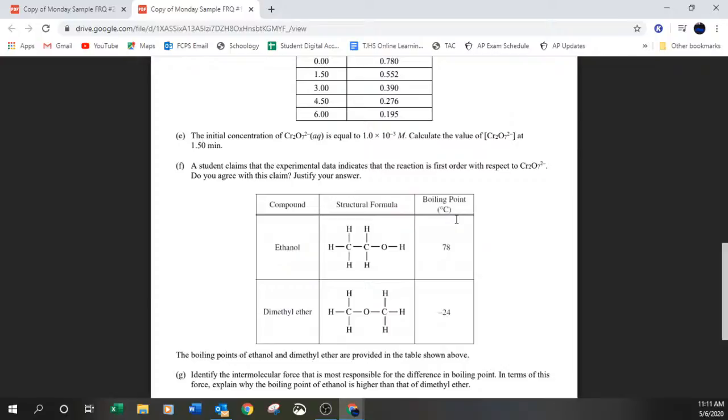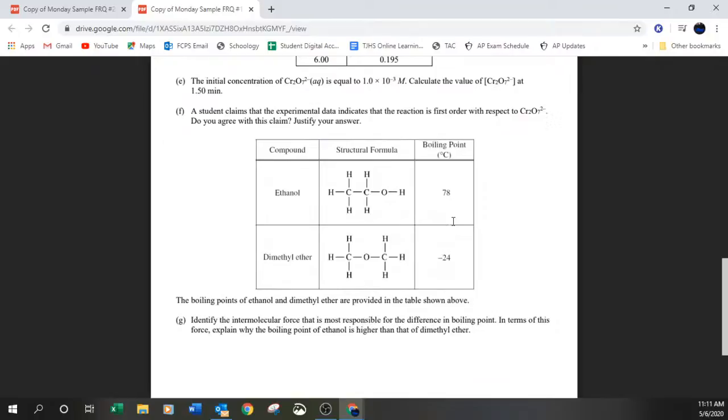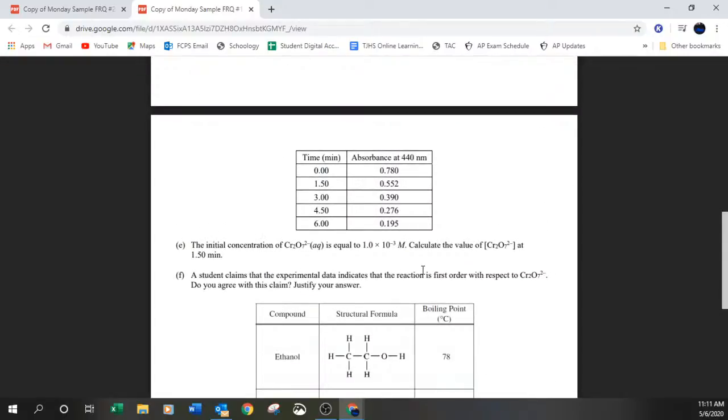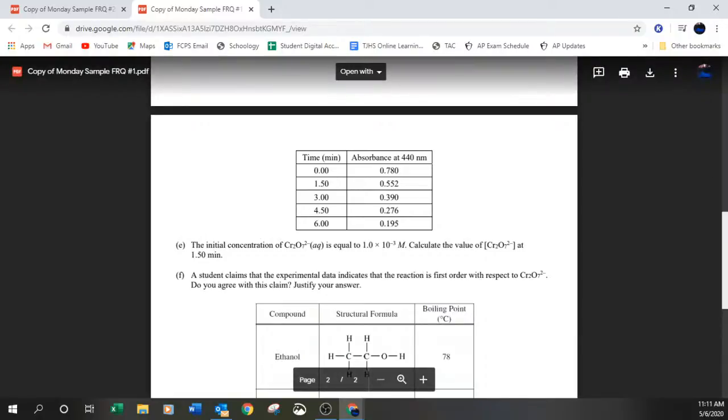Okay, so the question at hand is going over letter F with the dichromate. The student claims that experimental data indicates the reaction is first order with respect to dichromate. Do you agree or disagree? Justify your answer. Alright, so if we look at the absorbance changes, let me make this a little larger so you can see it more clearly.